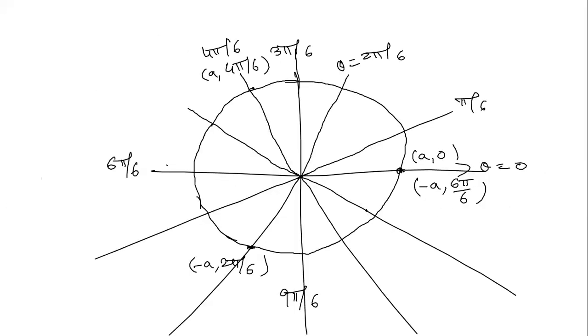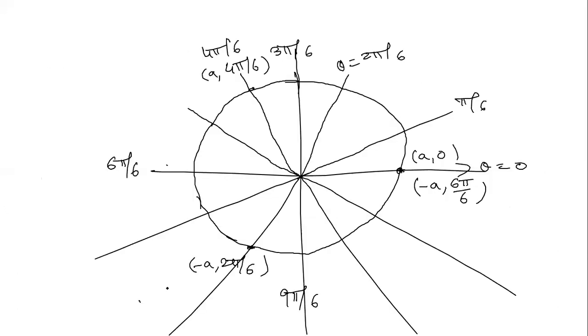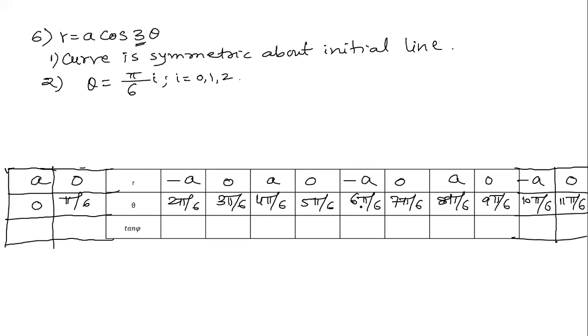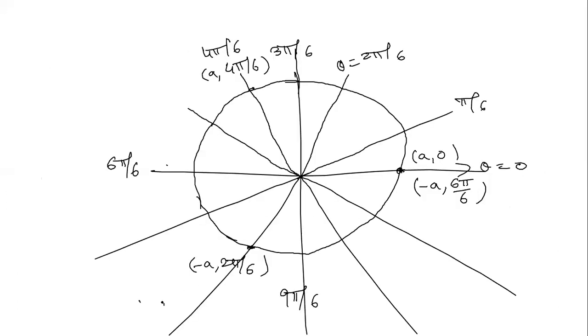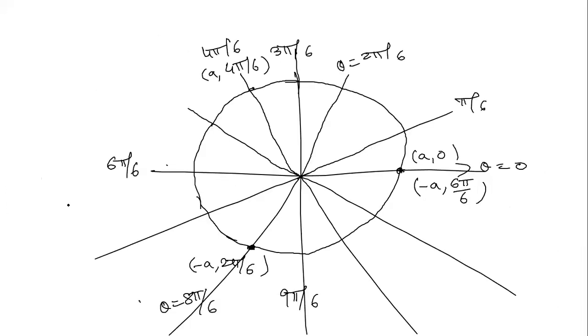Theta equal to 8 pi by 6, and r is equal to plus a. I think theta equal to 8 pi by 6, r is equal to a. This is the point. As such, we are going to draw the loops. Let us consider first theta equal to 0, r is equal to a.